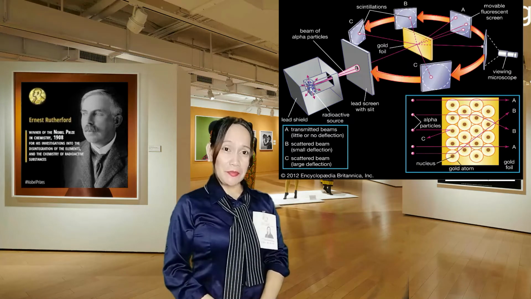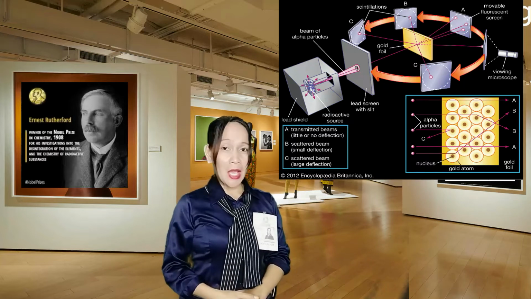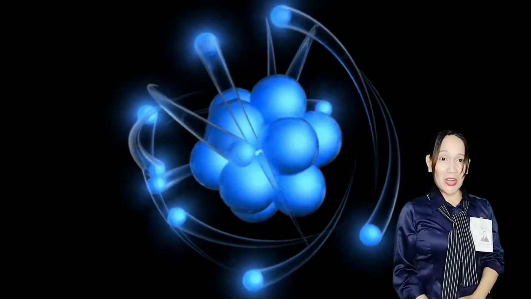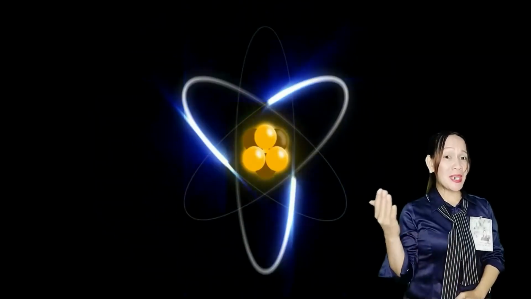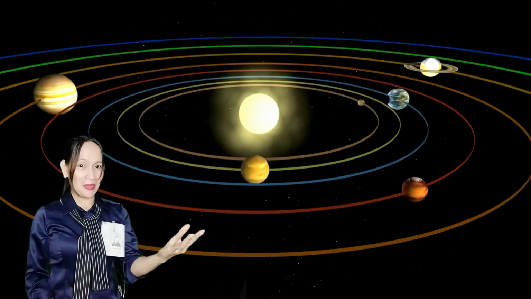He also observed that there were alpha particles deflected sideways and others bounced back. He concluded that the positive charge is confined at the center and the negatively charged particles are just orbiting around it, just like planets revolve around the sun.